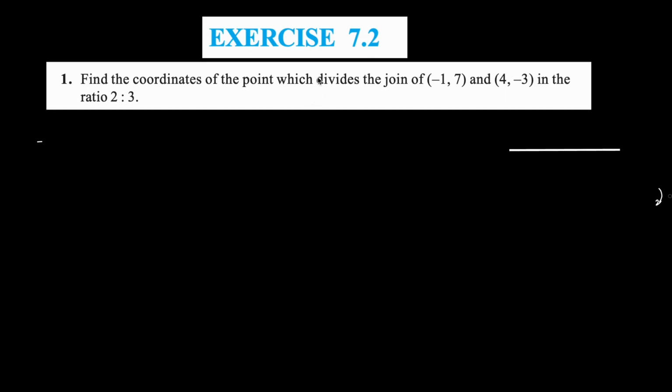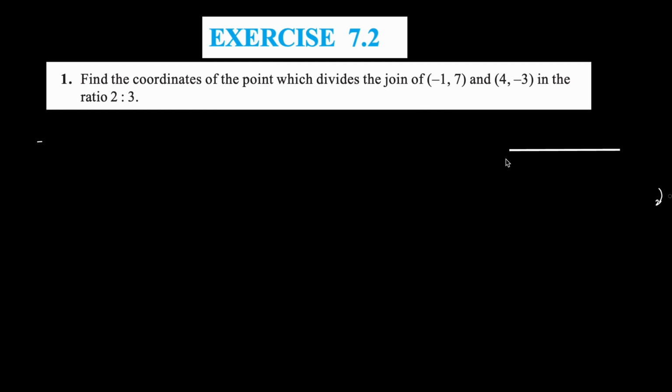Hello students, today we are going to do exercise 7.2. This is related to the section formula and we are going to the first sum. Find the coordinates of the point which divides the join of (-1, 7) and (4, -3) in the ratio 2:3. I always suggest you draw a figure for this.